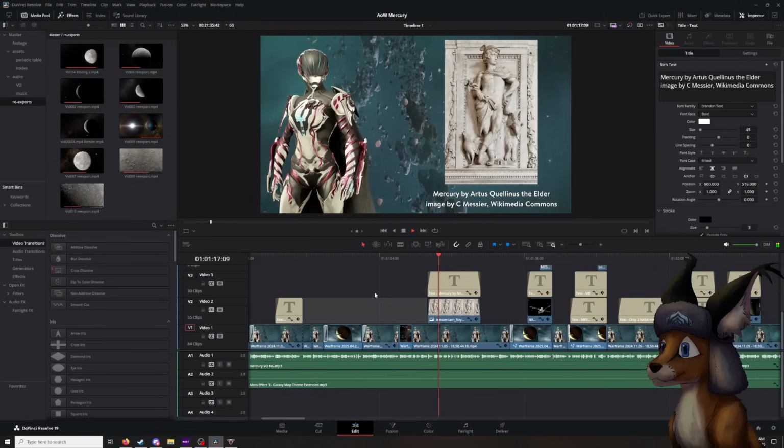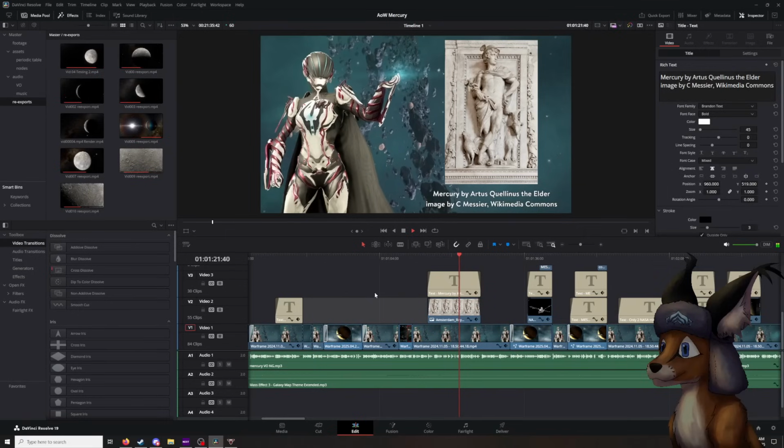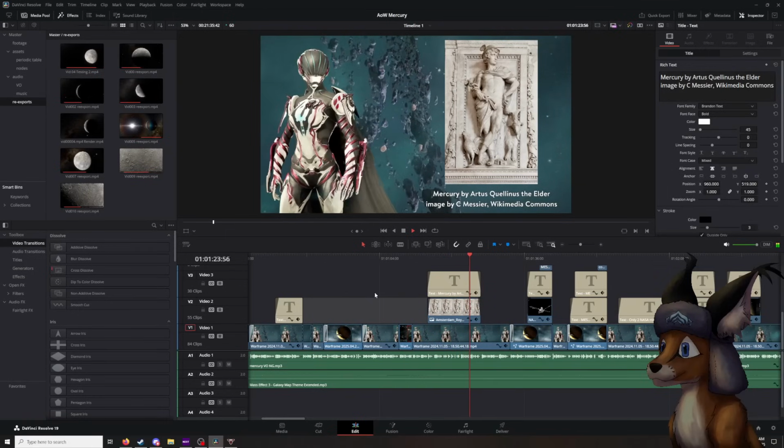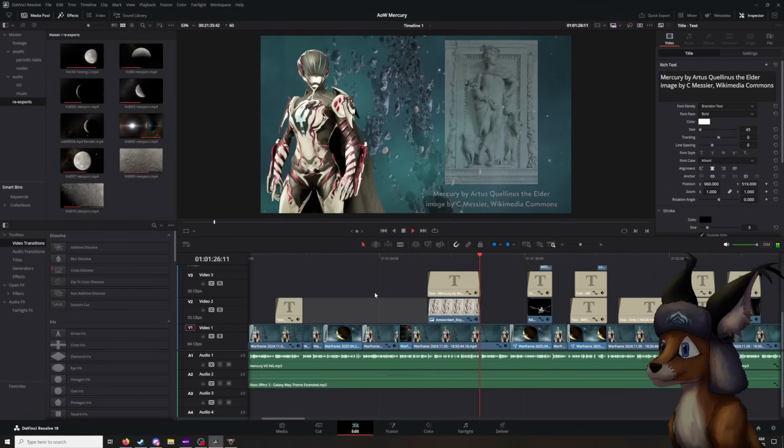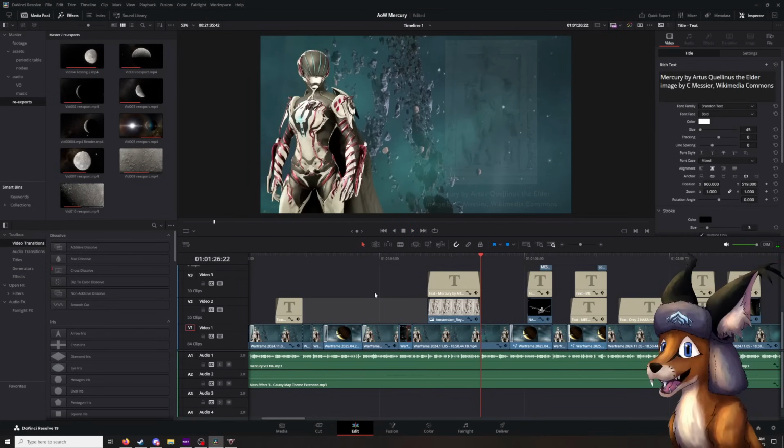He was associated with things like commerce, communication, travel, trickery, luck, and thieves, and he also served as both the messenger of the gods and a guide for souls who were entering the underworld. I also will say there's a lot more stuff Mercury was associated with. It was just too much to explain.